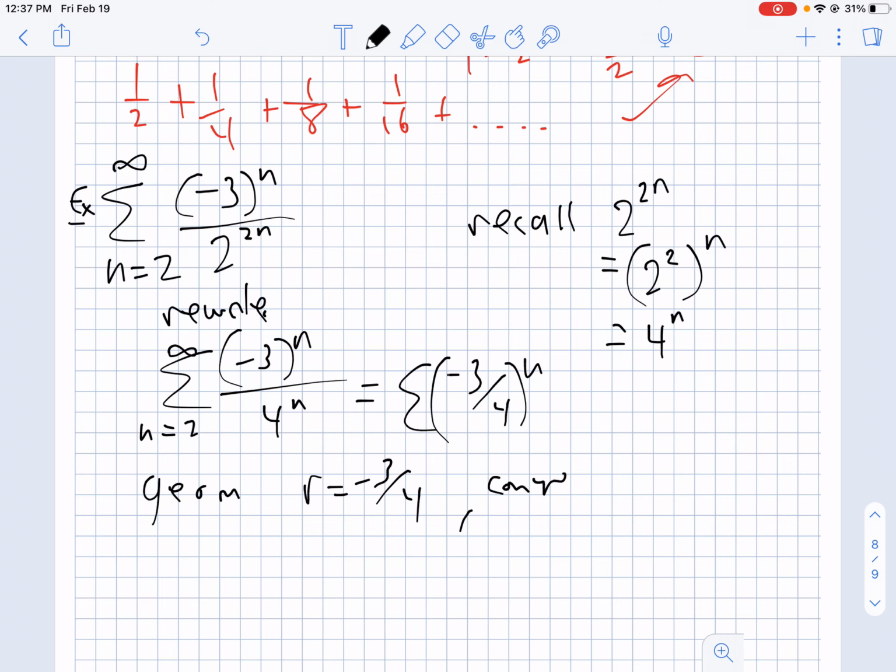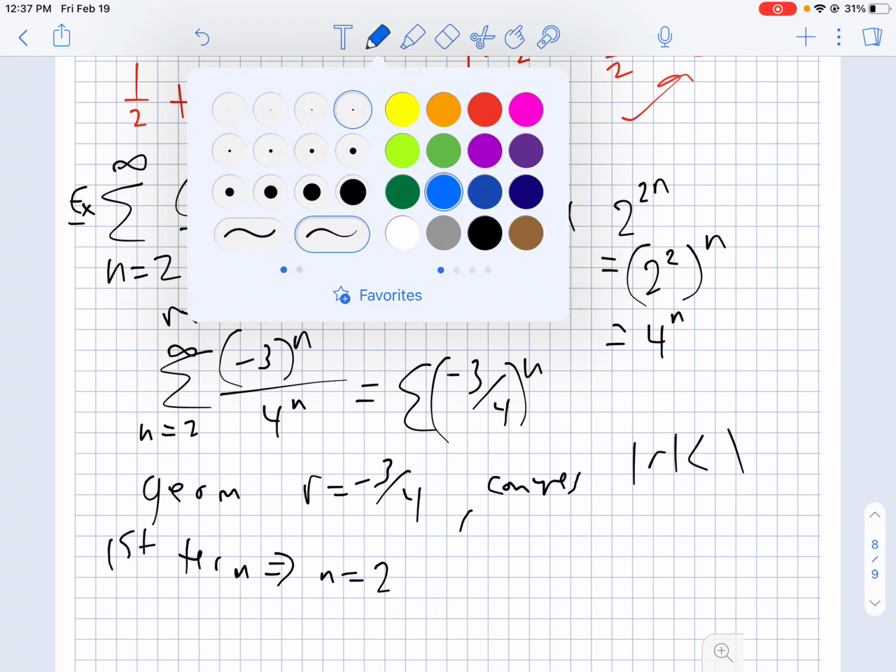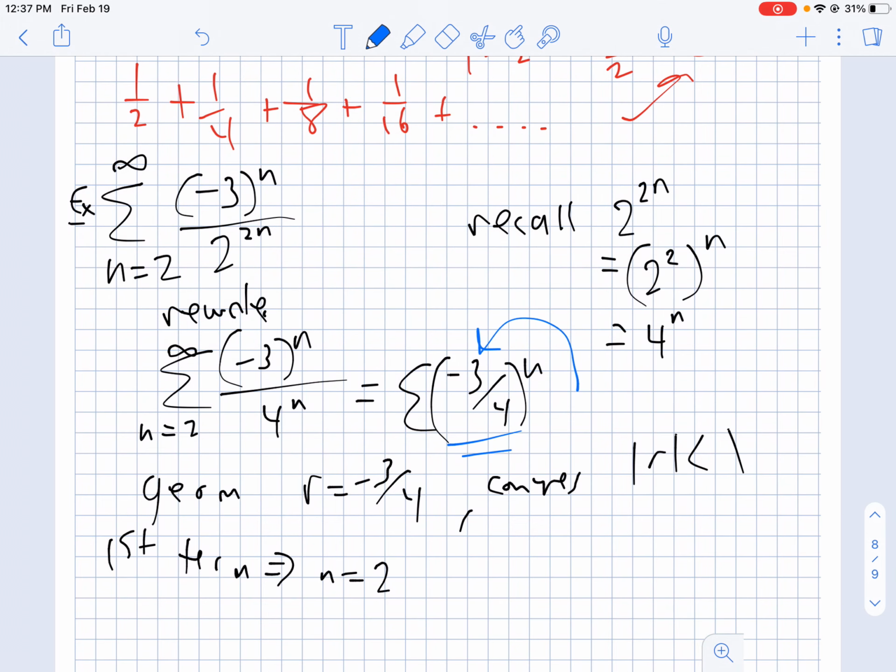So we know it converges because that r, of course, is less than 1. All right, so if we want to find the first term of the series, we plug in n equals 2. So when I take n equals 2 and plug it into that term, the n equals 2 term is going to be (-3/4) squared, which of course is just 9/16.